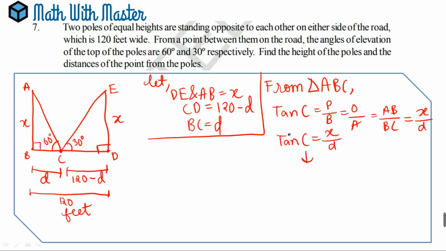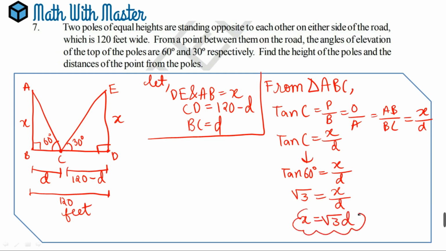So instead of angle C, I can write 60 degrees, because the angle C is 60 degrees. What is angle C? It is 60 degrees. So what is tan 60 degrees? It is root 3. Root 3 is equal to X by D. So what is the value of X? It is root 3 D. This is the important value.